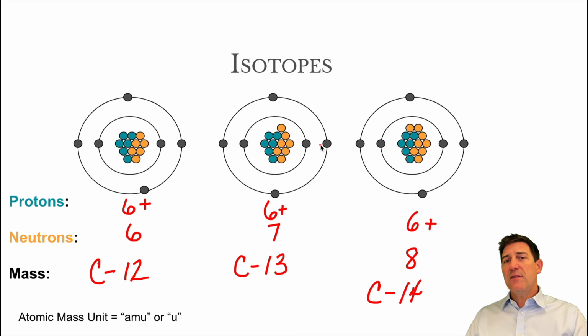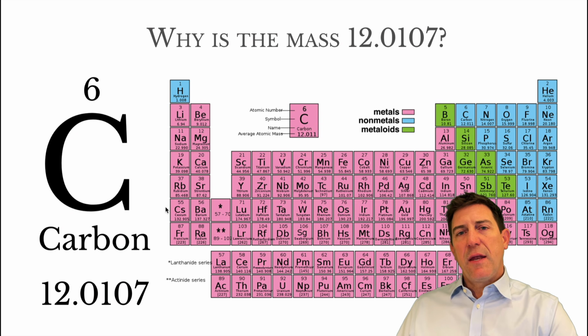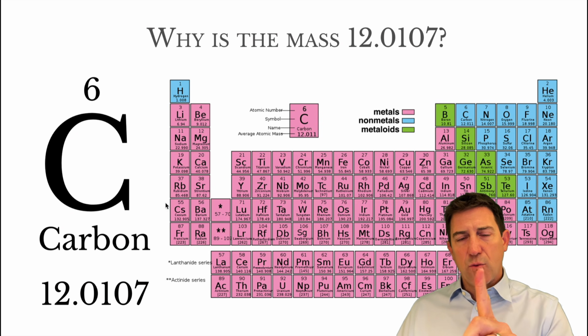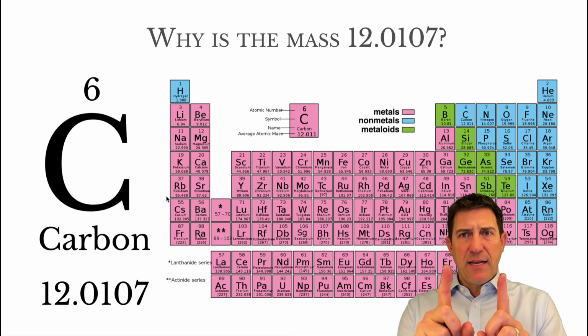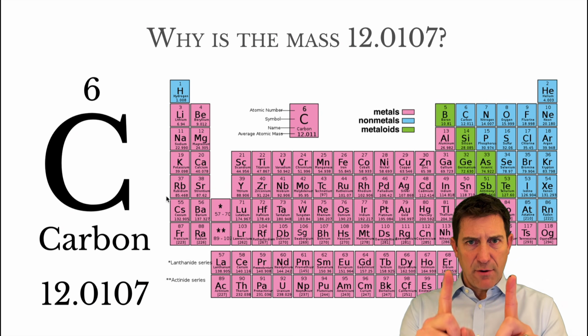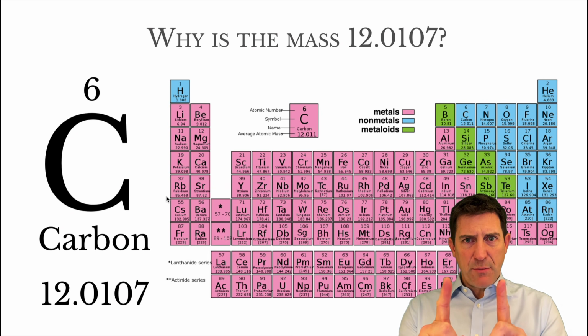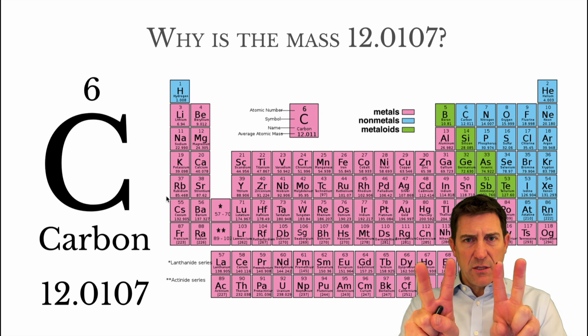Now, why do we care about isotopes? Because isotopes, in most cases, are radioactive. And this brings up a good question. Now, if the mass of a proton is 1 atomic mass unit, and the mass of a neutron is 1 atomic mass unit, and to get the mass, we just add up the number of protons and the number of neutrons, shouldn't it always be a whole number? For example, if I had 2 protons and 2 neutrons, it would be 4.